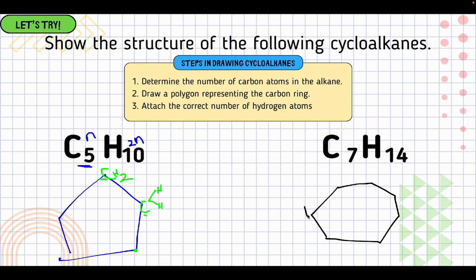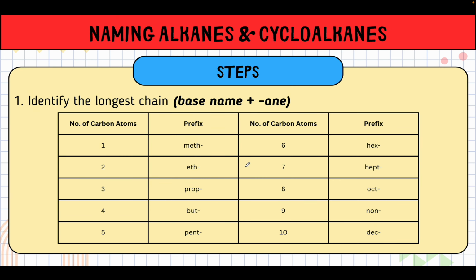So you have 1, 2, 3, 4, 5, 6, 7. So this is the C7H14. That is a cycloalkane. Now that we know how to draw them, let's now name them. The first step is to identify the longest chain. Longest chain is basically the longest pattern or carbon-carbon pattern in the compound.